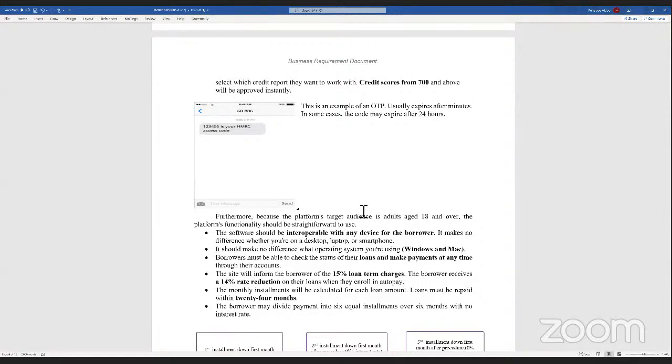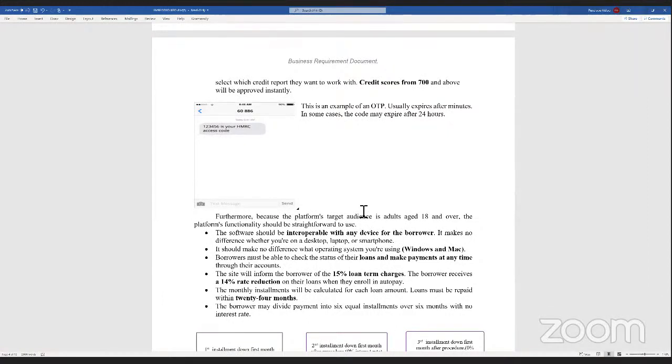I put that regardless of the operating system that you have, you should be able to navigate the website as well. And the borrower should be able to check the status of their loan and make payments through their accounts.